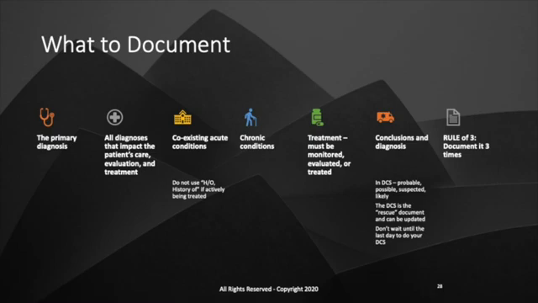Well, the first thing is the primary diagnosis. And then add to that all diagnoses that impact the patient's care, evaluation, and treatment. After that comes coexisting acute conditions. One thing to keep in mind is do not use history of, because if it is actively being treated, then it is not history of. For example, commonly seen in the coexisting acute conditions is history of breast cancer on tamoxifen. Well, the patient is being treated with tamoxifen, so it is not history of. It is actually a condition that needs to be addressed.